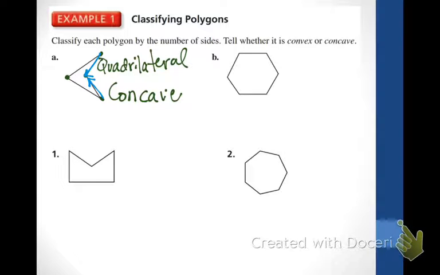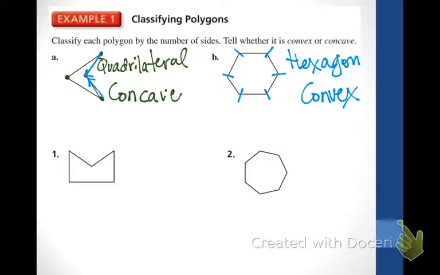Letter B, we have 1 side, 2 sides, 3 sides, 4 sides, 5, 6, which makes it a hexagon. And it is convex. All of the points are away from the center. They don't come back in towards the center. So the next one we got 1, 2, 3, 4, 5, which makes it a pentagon, and it is concave.